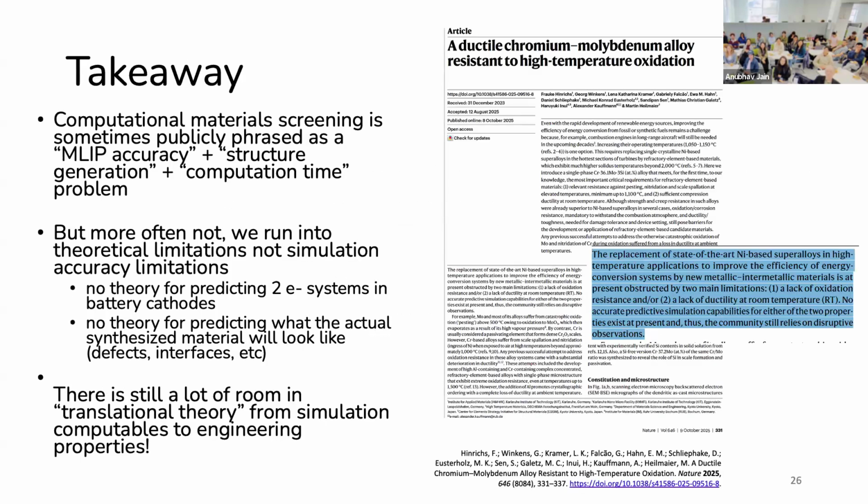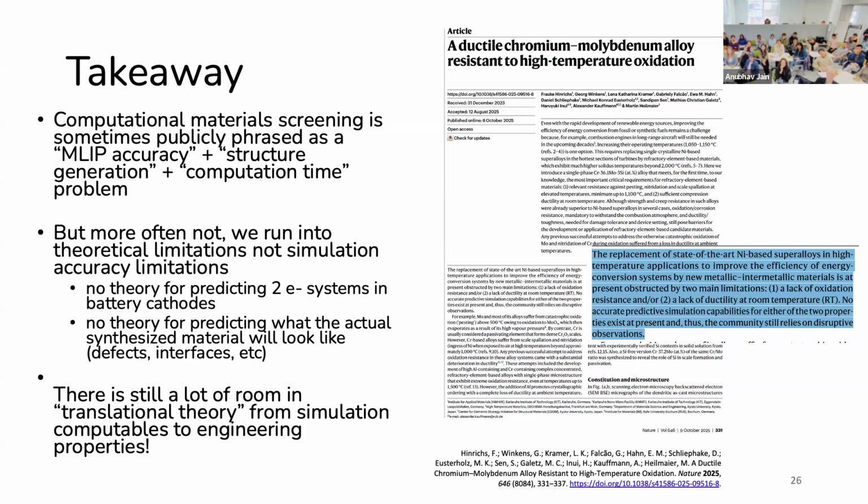So I think the takeaway from this section is that a lot of times when we talk about computational material screening, we talk about machine learned potential accuracy, plus the fanciest structure generation algorithm, plus throwing a bunch of GPUs at the problem. But more often than not, we actually run into theoretical limitations rather than simulation accuracy limits. So we had another project on batteries.